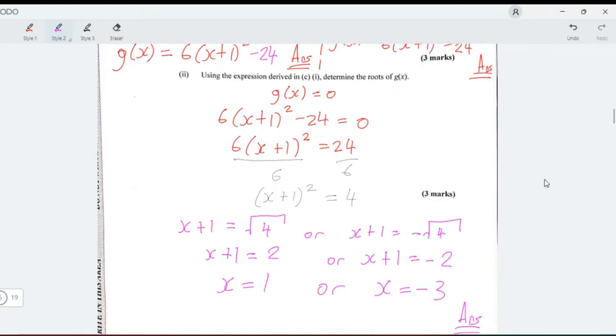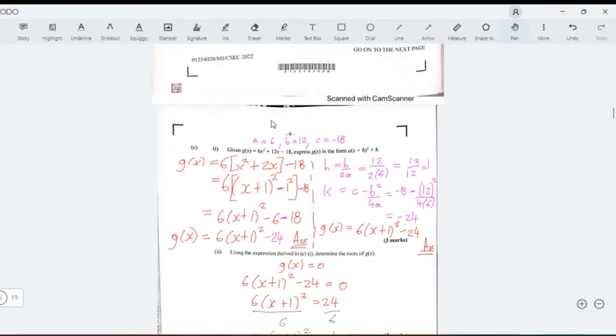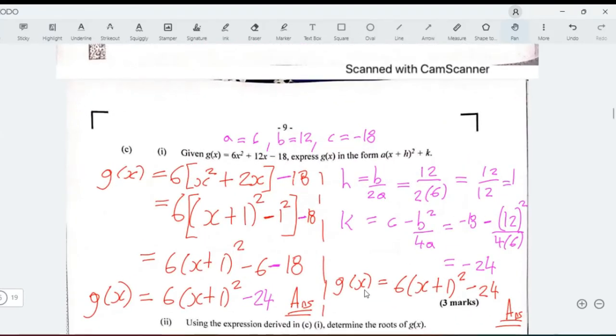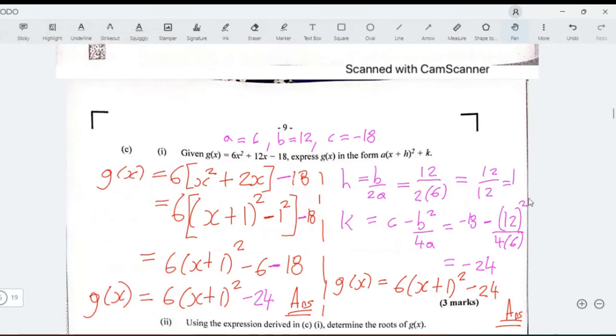Now when you do questions like these, always check your answer. How are you going to check your answer? Go back to the original equation, put in x as 1 and see if you get 0. So check it. 6 times 1 squared plus 12 times 1 minus 18. It's supposed to get 0. Bam, we get 0. Check it with negative 3 too. Supposed to get 0 again. We get our 0. So we know we're correct. Good.